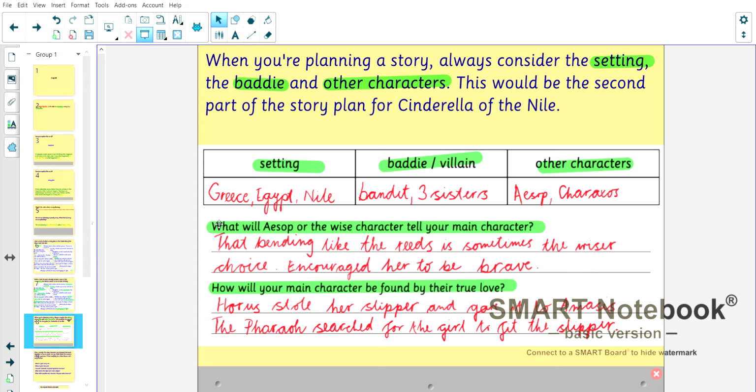Now you will have to answer 3 questions. What will Aesop, or the wise character, tell your main character? The answer for Cinderella of the Nile is that bending like the reeds is sometimes the wiser choice, and Aesop encouraged her to be brave. The second question you will have to answer is, how will your main character be found by their true love? In Cinderella of the Nile, of course, Horus stole her slipper and gave it to Amasis, and the pharaoh searched for the girl to fit the slipper.